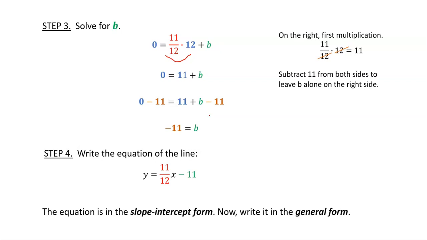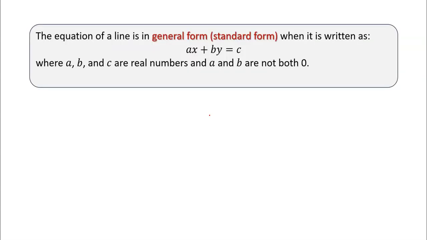So this equation is in slope-intercept form, but we are asked to write it in general form. Remember, the equation of a line is in general form, or sometimes called standard form, if it is written as ax plus by is equal to c. So both the x variable and the y variable are on the left side, and the constant term is on the right side. So to write this in general form, I should take the x term to the left side.